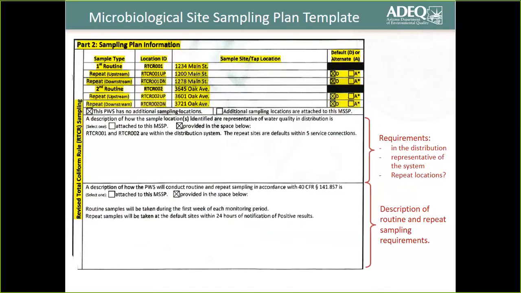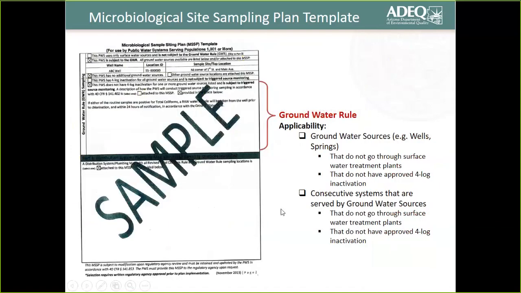So basically, you would just say routine samples are taken every month, or during the first week of each month, like the first Monday of the month, or whatever it may be. And then for your repeat samples, you are required to take them within 24 hours of notification from the lab of a positive result. So that's what you would put in the plan, just to explain that in the plan. The last page of the MSSP is this.